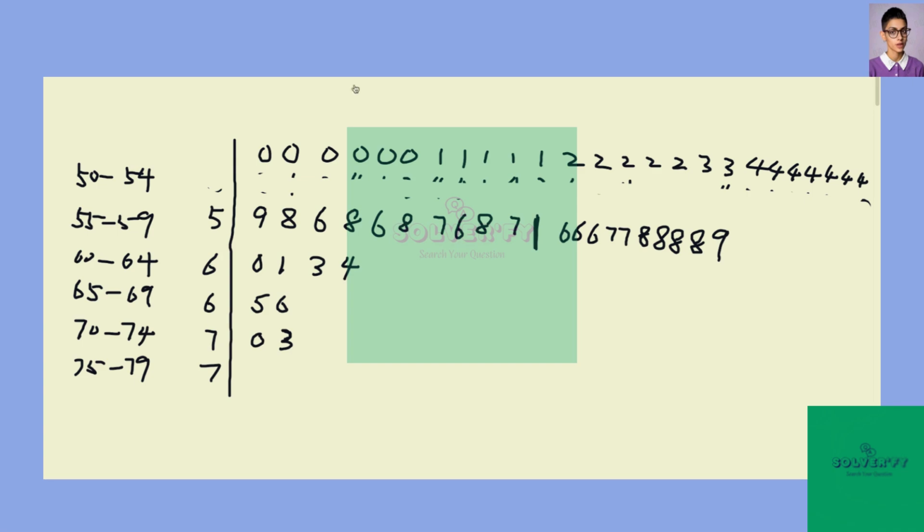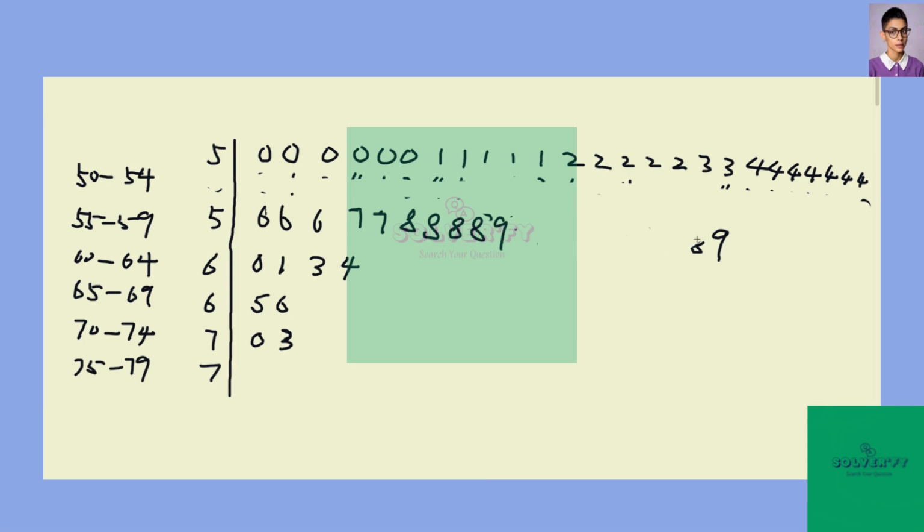And we can write it here. And also we need to remove this one here. And put this line of numbers in this place. Let's just write it down quickly. 6, 6, 6, 7, 7, 8, 8, 8, 8, 9. Okay, so that concludes our stem and leaf plot.